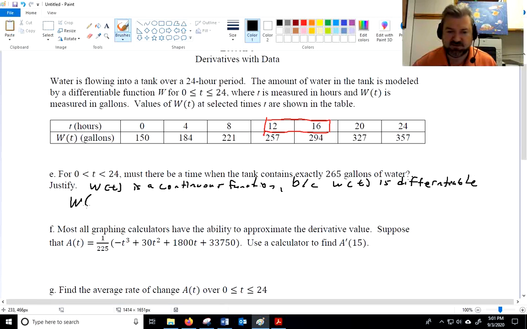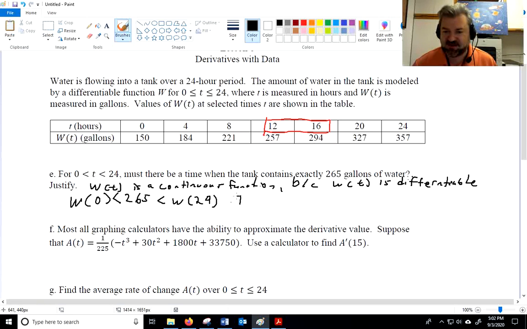Okay, next we need to establish that W of 0 is less than 265, in this case. We just need to establish that 265 is in between these two values. If for some reason it weren't, like if it had gone back down, I would have to pick a different value somewhere in this table, one above and one below. But in this case, it seems to be increasing, so it's fine.